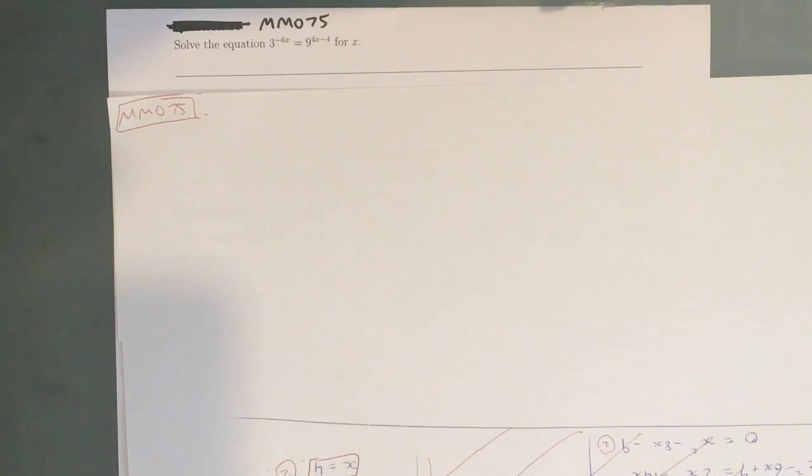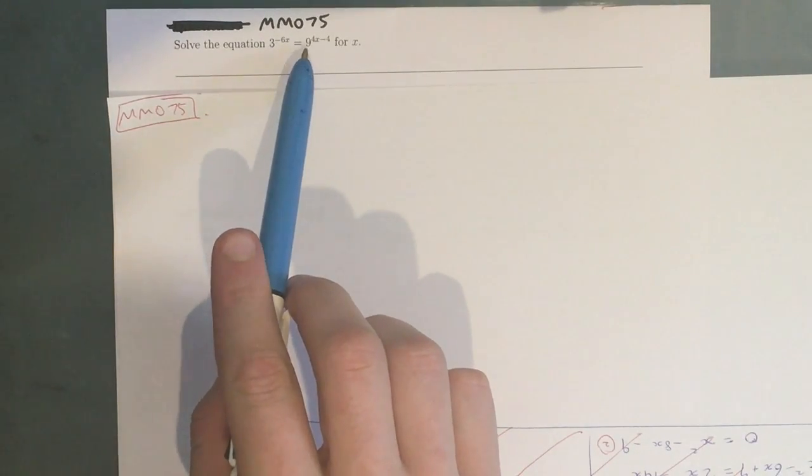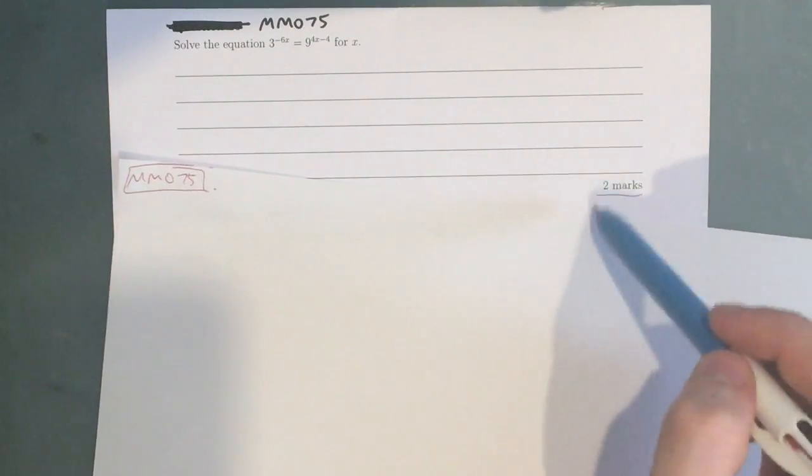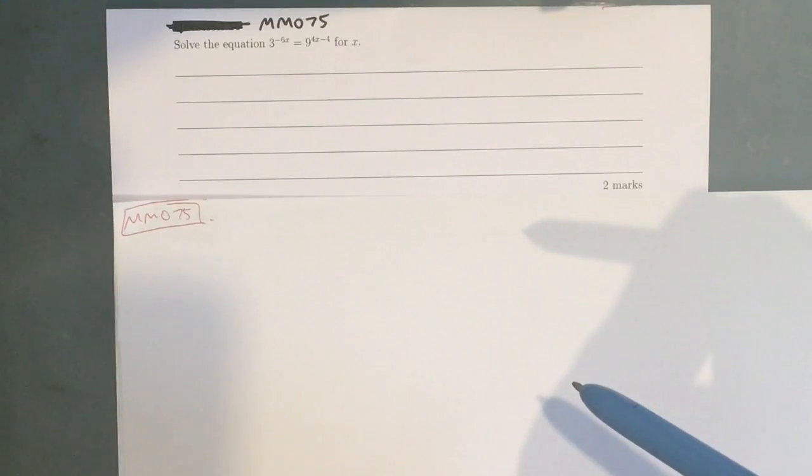Hi guys, this is question MM075 of the Maths Methods Sharpened Study Guide. We've got an equation, 3 to the power of negative 6x equals 9 to the power of 4x take 4. And it is a 2-mark question, so obviously we've got to show some sort of working.